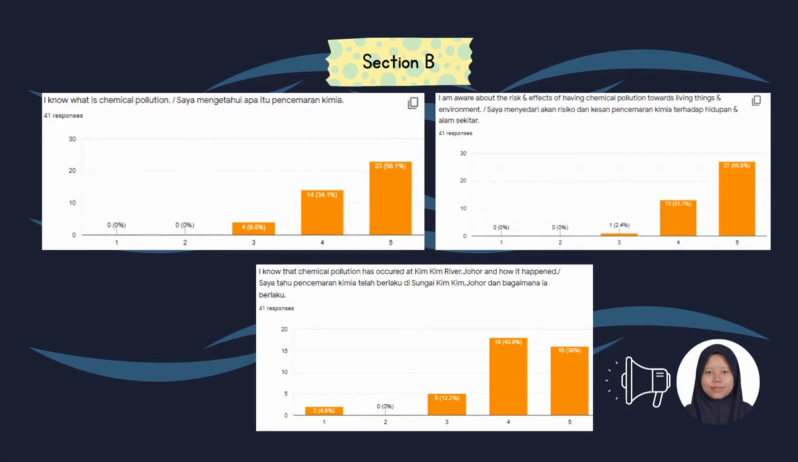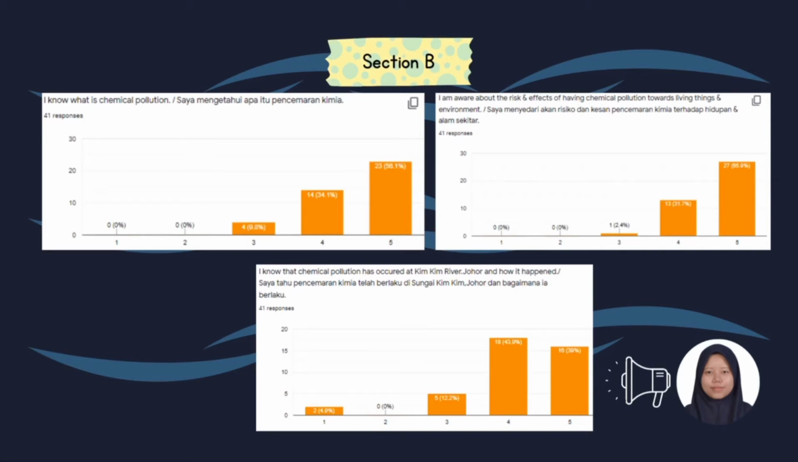For statement 2, I am aware about the risks and effects of having chemical pollution towards living things and environment. Based on the graph, majority of respondents pick scale 5, which are 27 respondents, while another 13 respondents pick scale 4 means agree, and the rest of the respondents pick scale 3, which means not sure.